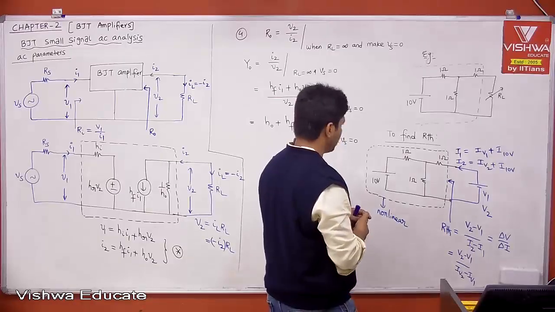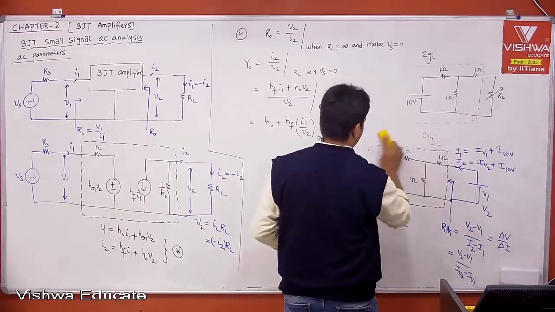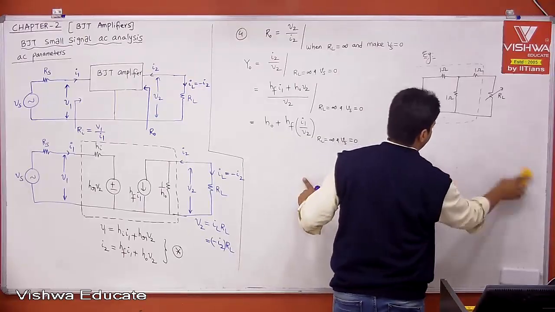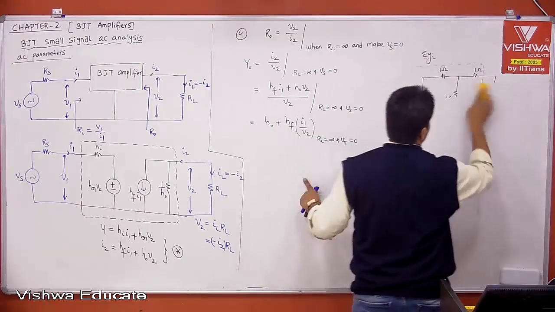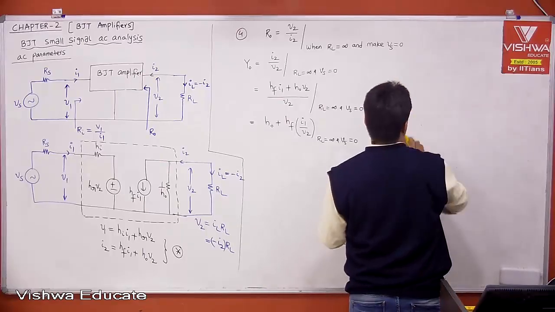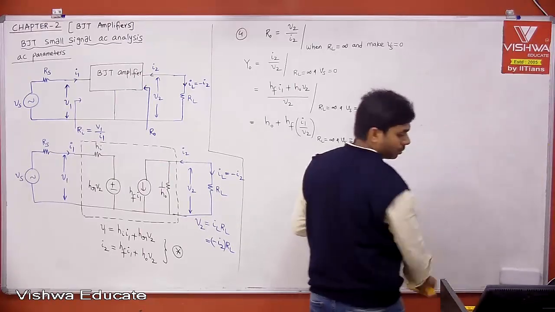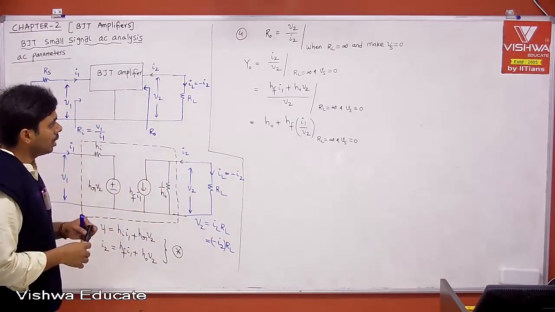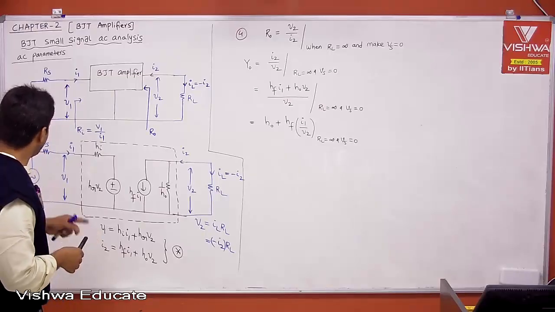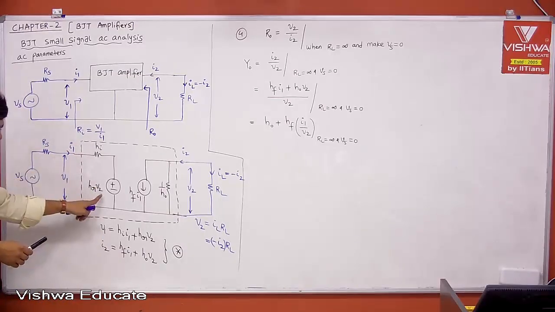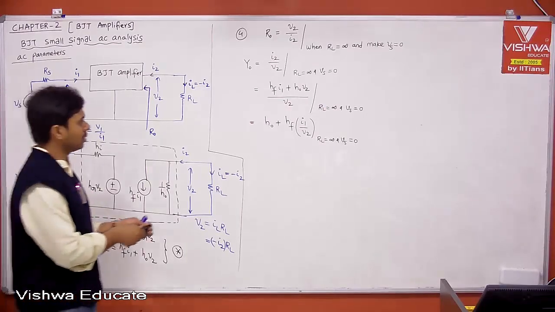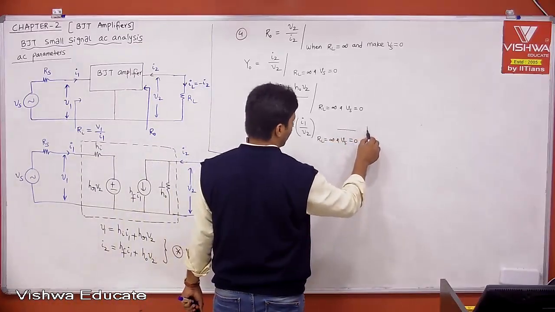Let me erase this portion. I need the board part. Now, where are I1 and V2? If you take the input loop, I1 is here and V2 is here. Therefore, let us apply input KVL, then substitute Vs equal to 0, and we can get the relation between I1 and V2. You can take this as equation 1. We will come back to this.